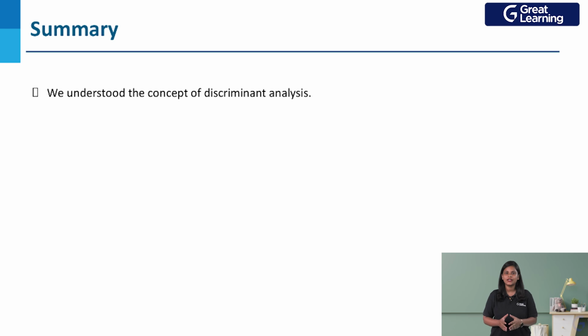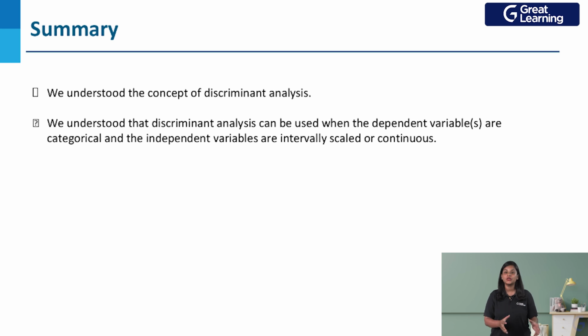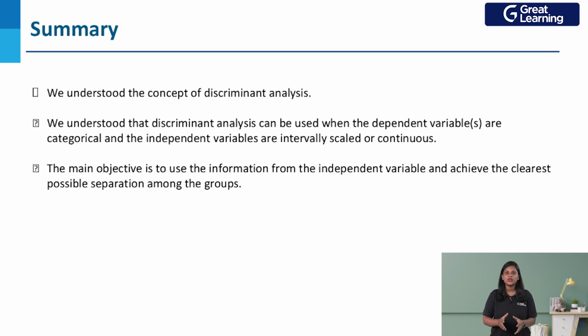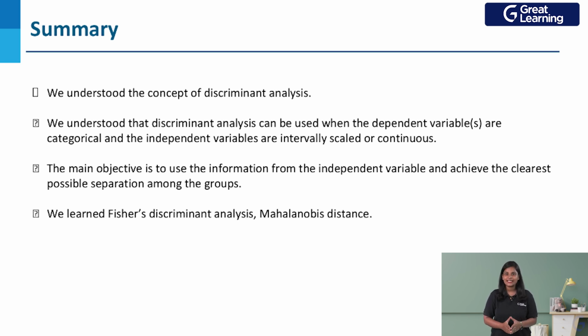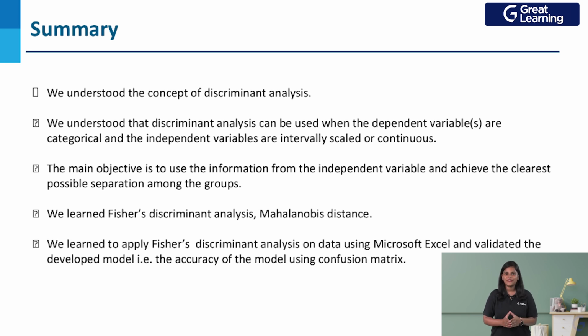So very quickly, let us summarize today's video. In today's video, we understood the concept of discriminant analysis. Then, we understood that discriminant analysis could be used when the dependent variable is categorical and the independent variables are interval scaled or continuous. Moving forward, we understood the main objective is to use the information from the independent variables and achieve the clearest possible separation among the groups. We learned Fisher's discriminant analysis and Mahalanobis distance. We learned to apply Fisher's discriminant analysis on data using Microsoft Excel and validate the developed model, that is the accuracy of the model, using a confusion matrix.